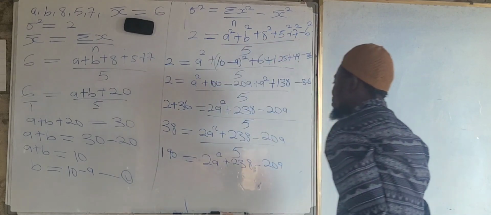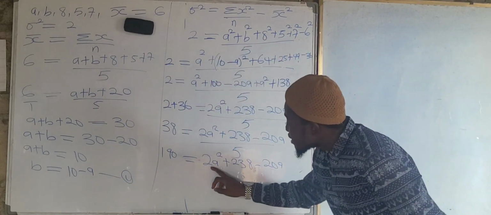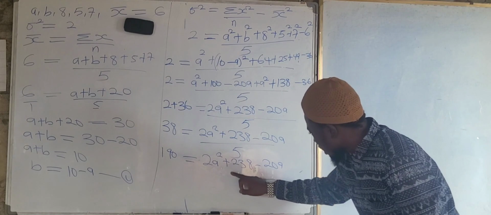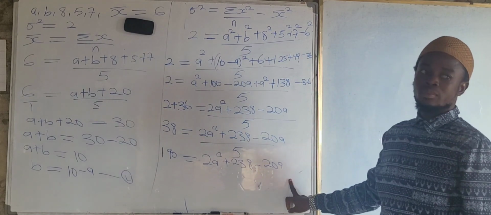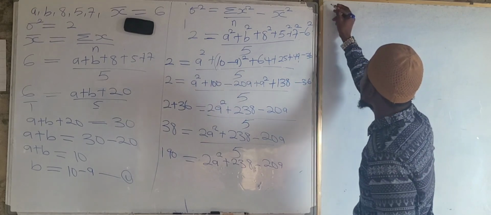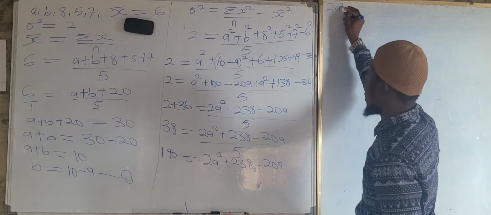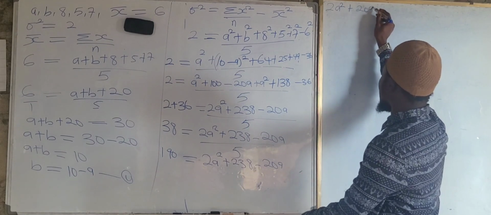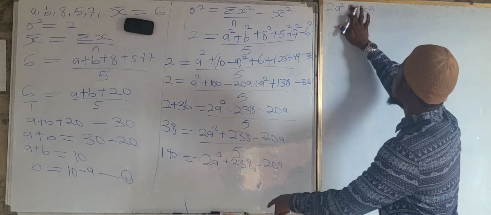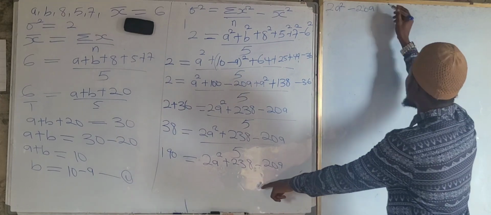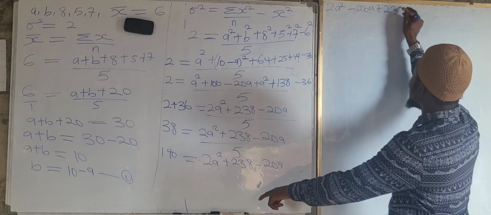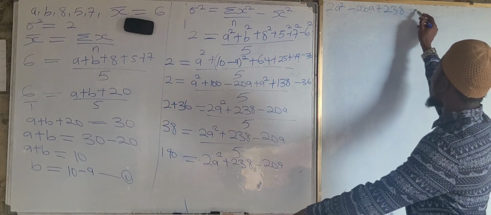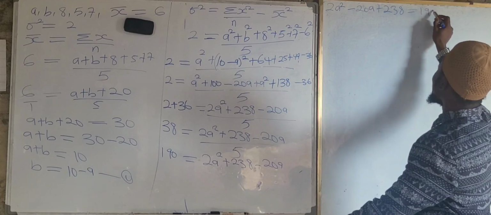So what do we have now? Now, this guy is what? 2, right? Yes, sir. Let's see if we can divide all of these by 1 by 2. First, let's get the terms, right? We have 2a squared, plus 20a, sorry, minus 20a, plus 238, equal to, all of it equal to what? 190. 190, eh? Yes, sir.